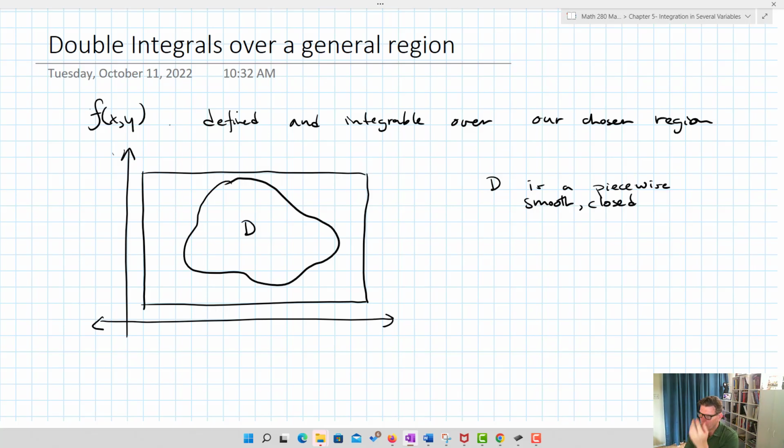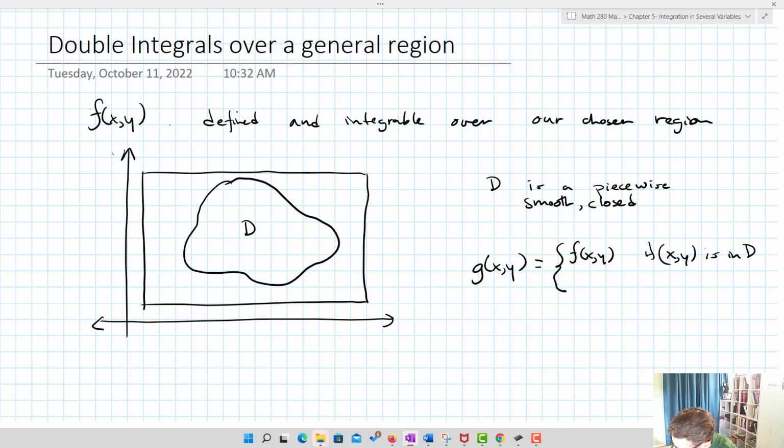Now, this is somewhat theoretical, but our tools are going to help us do this kind of thing. We're going to imagine that we have another function, g of xy, and it is a piecewise function. g of xy is going to be f of xy if xy is in D, if it's in this region right here. And it'll be 0 if xy is not in D, but it is in R.